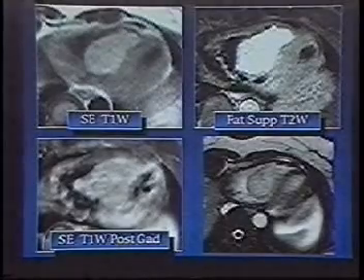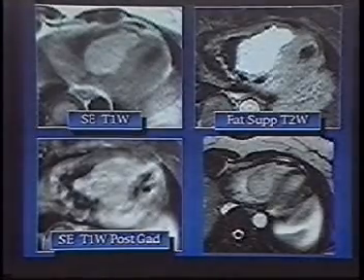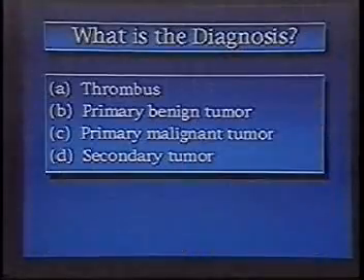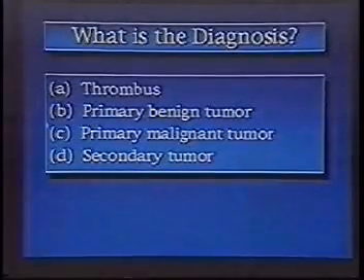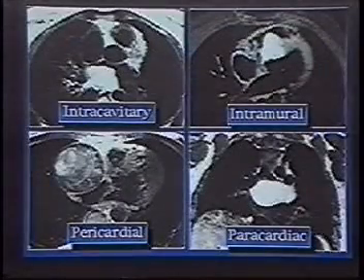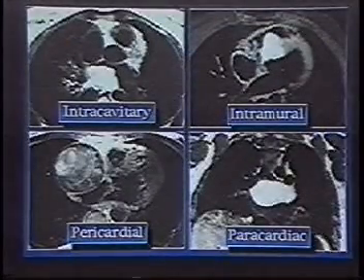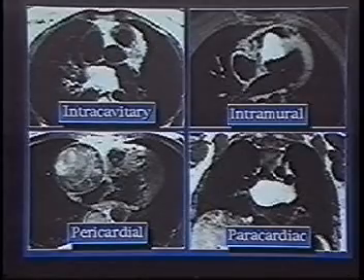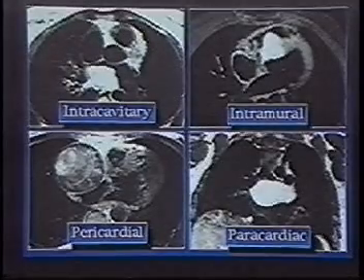Now, first of all, what is the most common mass in the heart? It's a thrombus. But what do you think this diagnosis would be? Was it a thrombus, a primary benign tumor, primary malignant tumor, or secondary tumor? Well, first of all, I can tell you thrombi don't enhance, and this mass was enhancing. So it's not a thrombus. It's either a malignant tumor or a benign tumor of the heart.